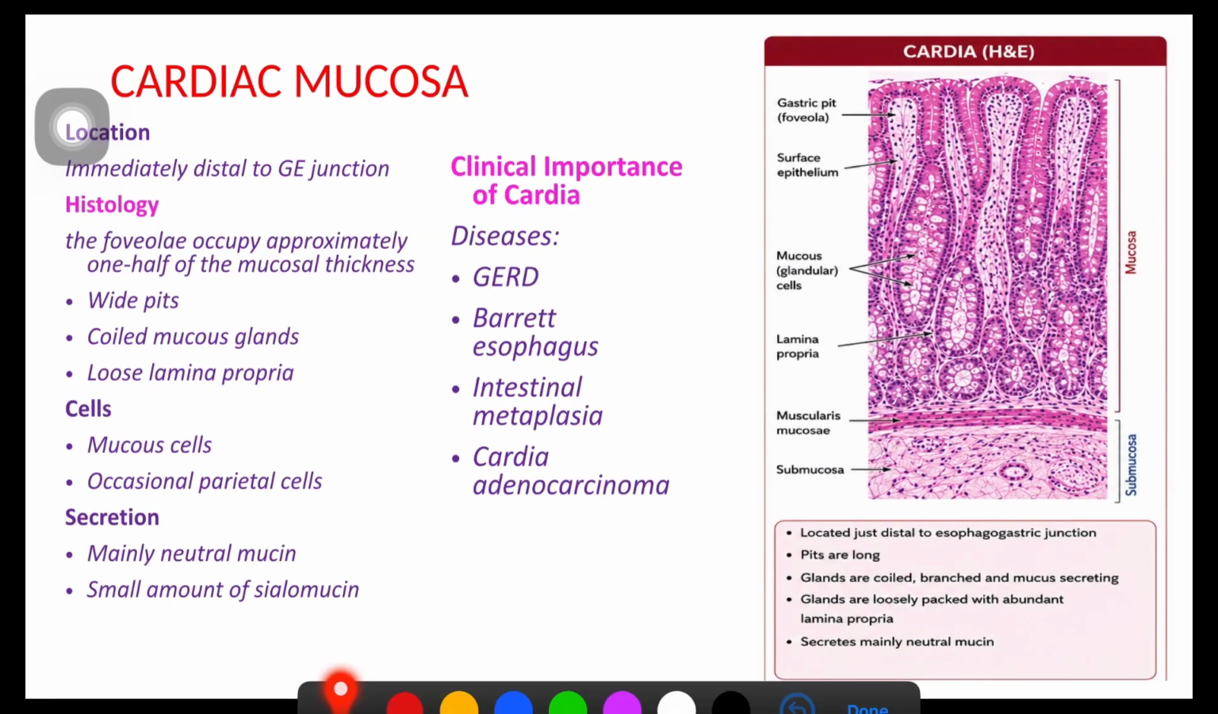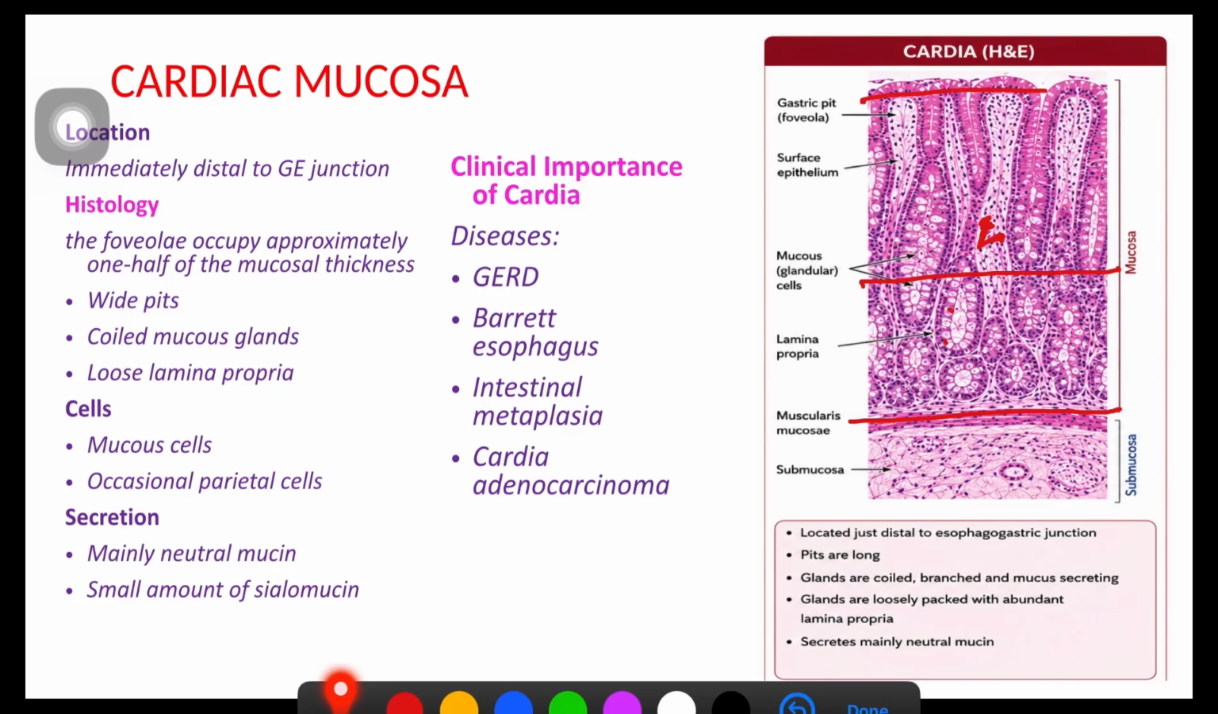Now cardiac mucosa. Cardiac mucosa is immediately distal to the gastroesophageal junction. Here the foveola occupies one half of the mucosal thickness. So here you can see this is the mucosal thickness, and half of the portion is covered by this foveola, and half of the portion is covered by the mucosal glands.